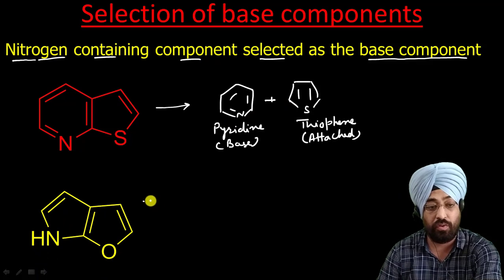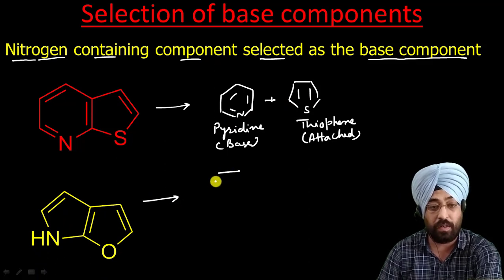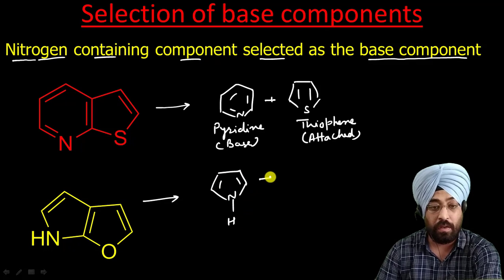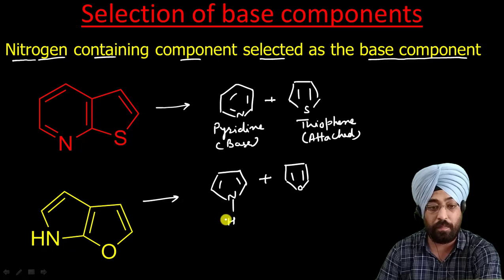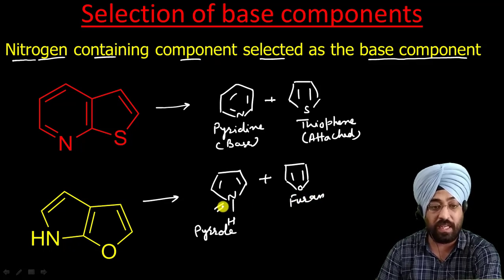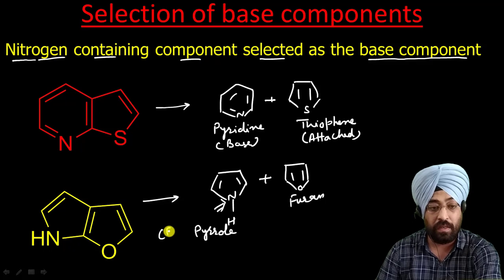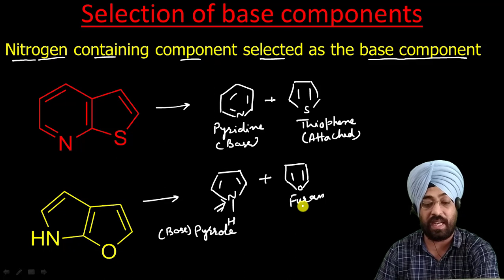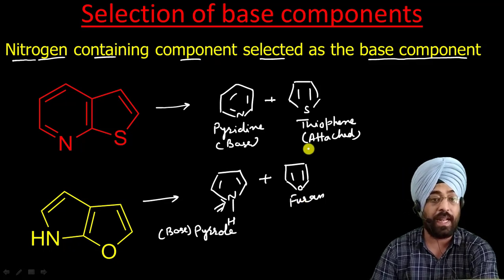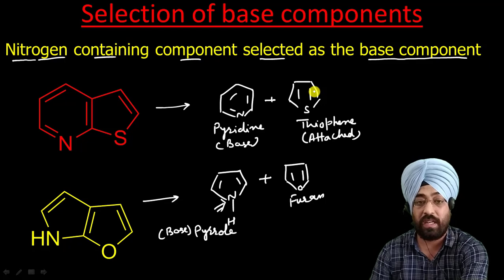Similarly, if you split this, it can be split into this NH, with this double bond shared by both the rings, plus this furan. So this is pyrrole and this is furan. As the nitrogen containing component is this, it is our base component. So pyrrole is taken as the base component, whereas furan is taken as the attached component. So the first rule is simple: the nitrogen containing component should be chosen as the base component.